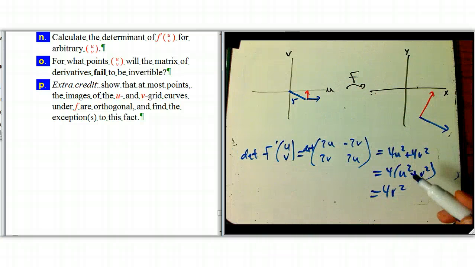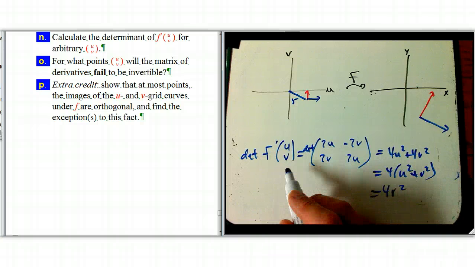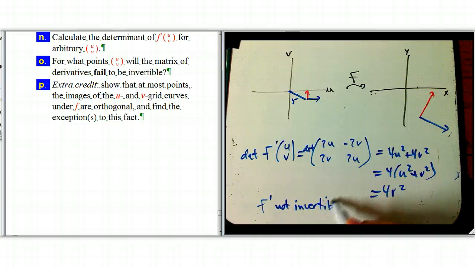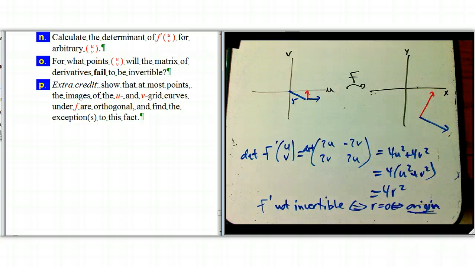And one of the main uses of the determinant is figuring out if a matrix is invertible or not. So this matrix is going to be invertible, or it's going to fail to be invertible. f prime is not invertible exactly when r equals 0. Oh, that's only at the origin. So everywhere but at the origin, we're going to have an invertible transformation.